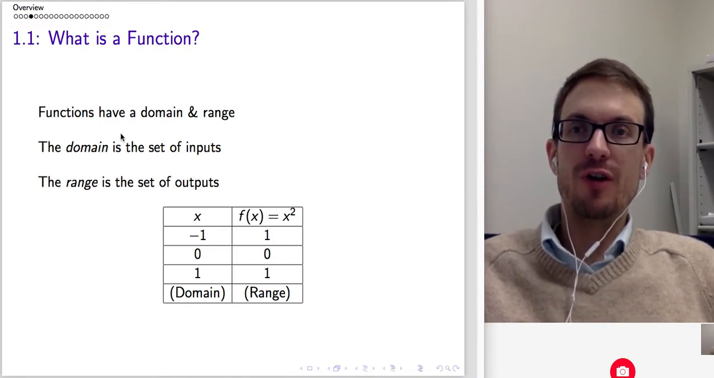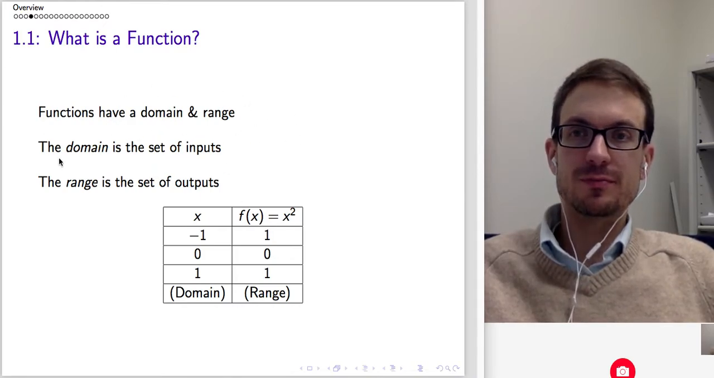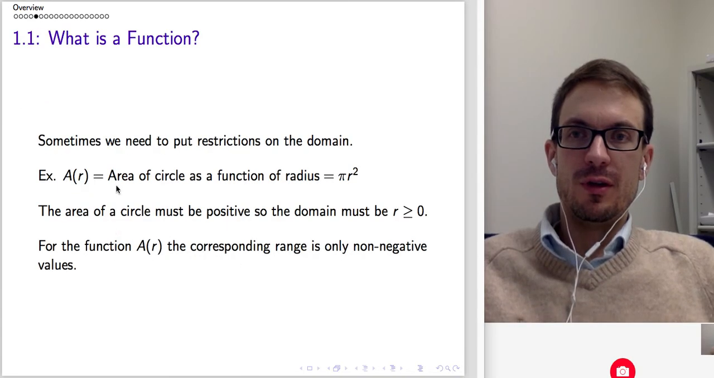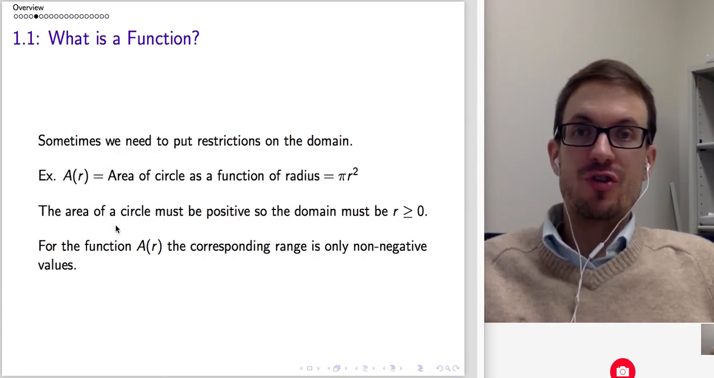Okay, so all functions have a domain and a range. The domain refers to the set of inputs. The range refers to the set of outputs. So here's a particular example: f of x is equal to x squared. Here's our domain, and our machinery is mapping this domain to the range. Right? Okay, sometimes we need to put restrictions on our domain.